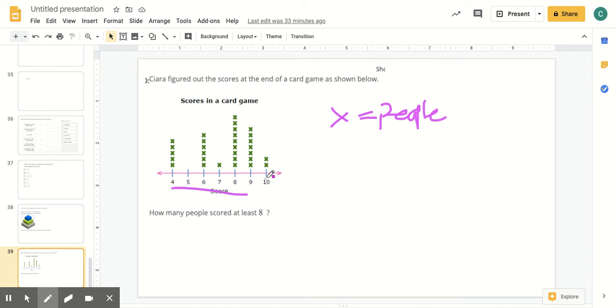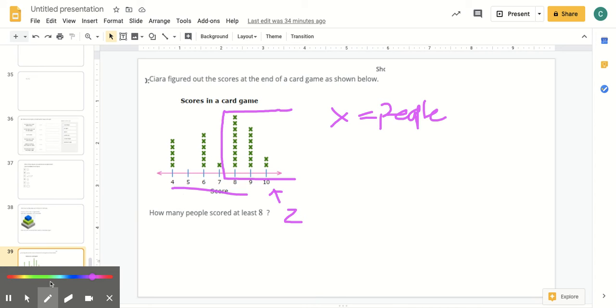So if I'm interpreting this line plot, I can see that 2 people got the score of 10. Now, the question is asking me how many people scored at least 8. When it's asking me an at least question, I am including that value. So the people that scored 8 scored at least 8. So I'm counting all of the people that scored 8, 9, or 10 in their card game.